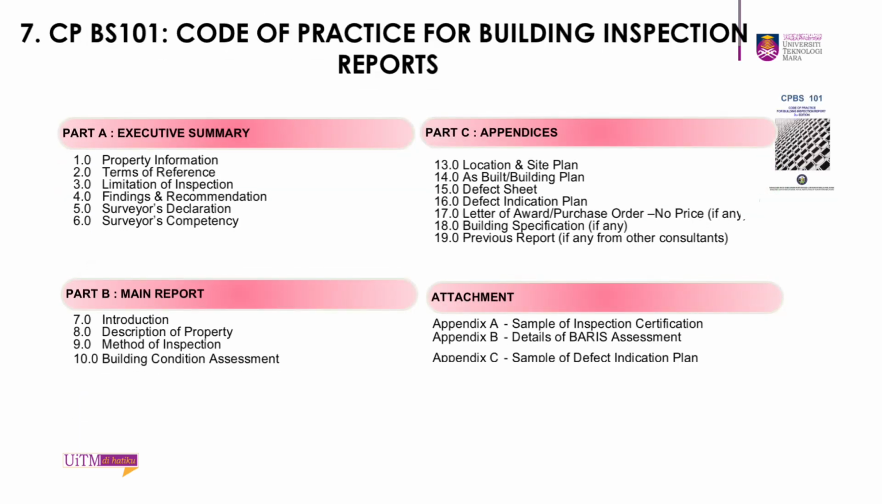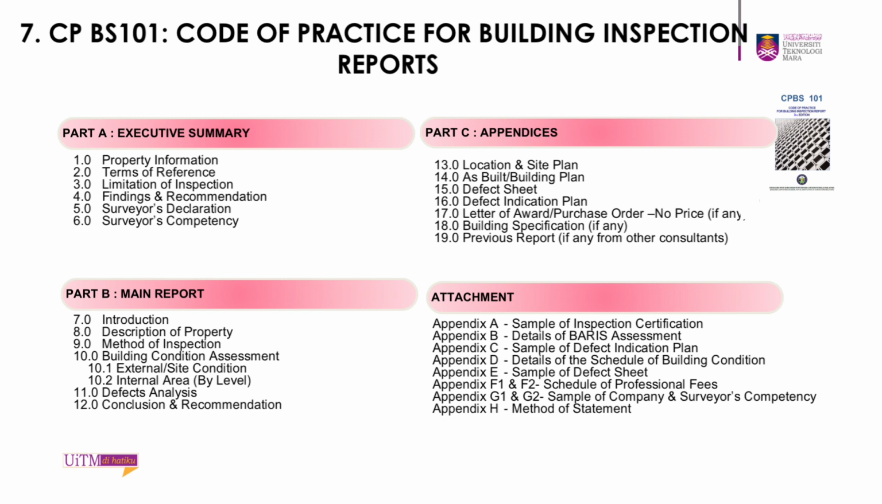7. CPBS 101, Code of Practice for Building Inspection Reports. Part A. Executive Summary: 1.0 Property Information, 2.0 Terms of Reference, 3.0 Limitation of Inspection, 4.0 Findings and Recommendation, 5.0 Surveyor's Declaration, 6.0 Surveyor's Competency. Part B. Main Report: 7.0 Introduction, 8.0 Description of Property, 9.0 Method of Inspection, 10.0 Building Condition Assessment, 10.1 External, Site Condition, 10.2 Internal Area, by level, 11.0 Defects Analysis, 12.0 Conclusion and Recommendation.